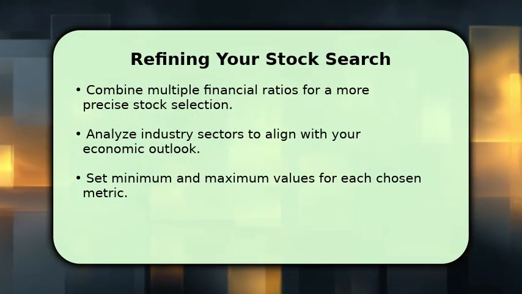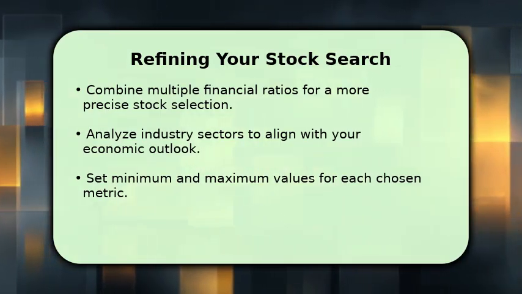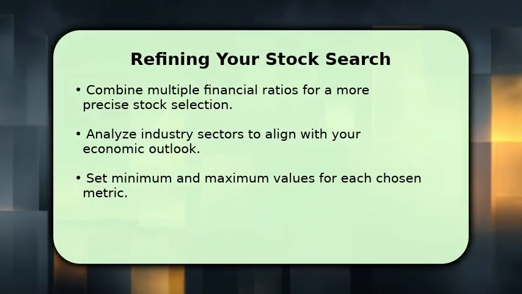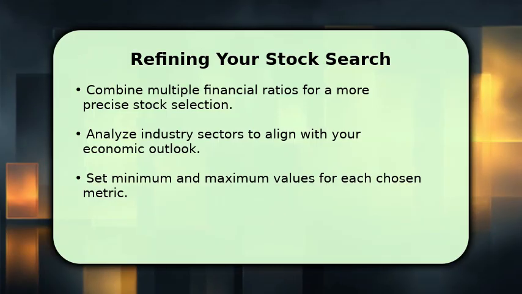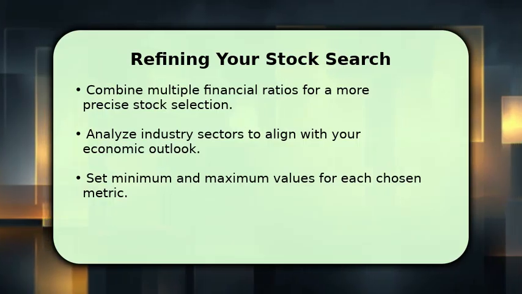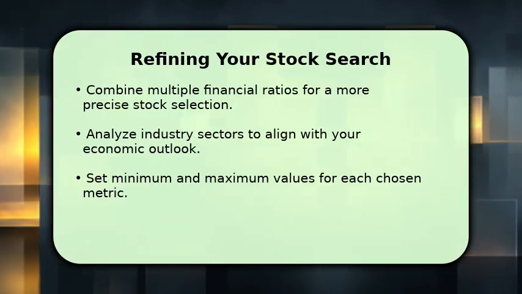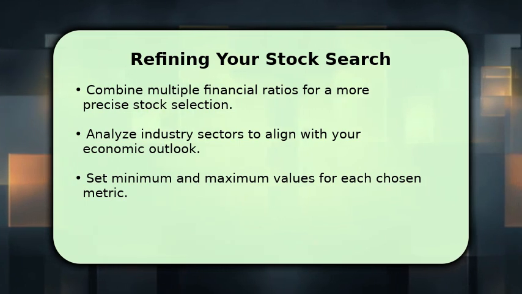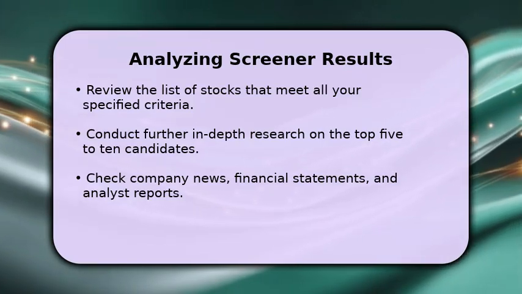To further refine your search, consider combining multiple financial ratios for a more precise selection. For instance, you might look for companies with a low price-to-earnings ratio but high revenue growth. Also, analyze specific industry sectors that align with your economic outlook or personal interests. Most screeners allow you to set minimum and maximum values for each metric, giving you granular control. Some advanced tools even incorporate technical indicators, such as the 50-day or 200-day moving averages, to help identify potential entry and exit points. After running your screener, you'll receive a list of stocks that match your criteria.